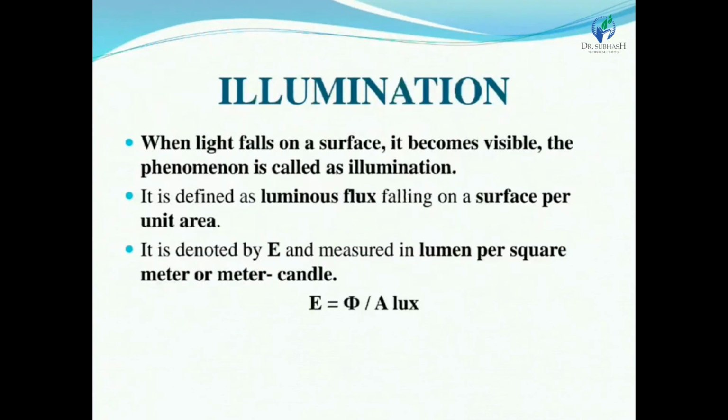And the last one is illumination. When light falls on a surface, it becomes visible. The phenomenon is called illumination. It is defined as luminous flux falling on a surface per unit area. It is denoted by E and measured in lumens per square meter or meter candle.